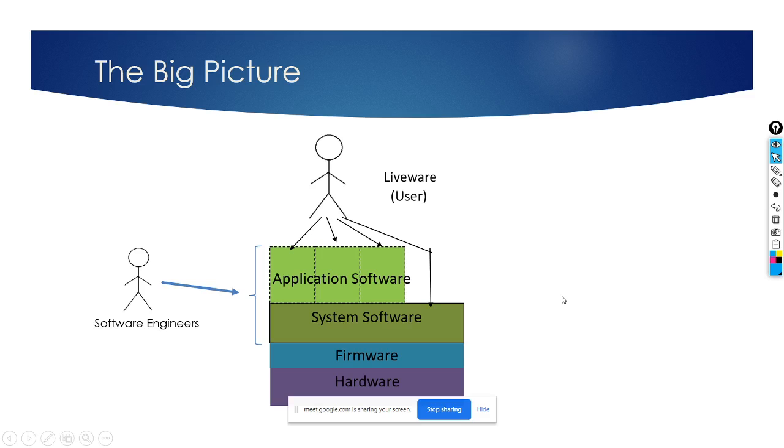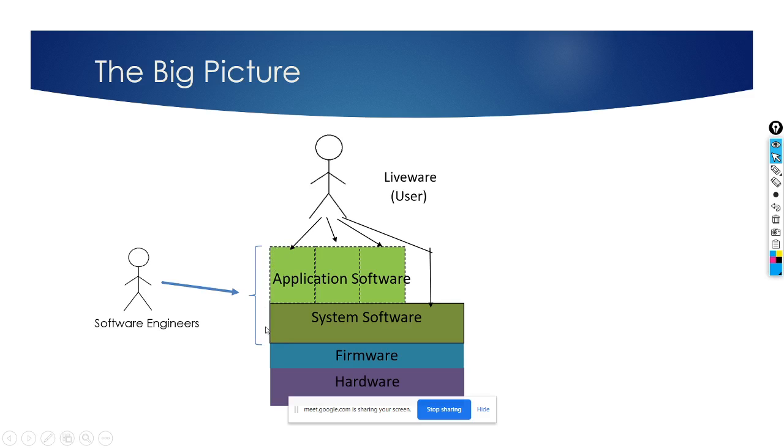Right, so this is the big picture. When it comes to software, it fits onto the computer system. So we have the hardware, firmware, system software, and the application software. Application and system software together we call the software, right? And of course we have the liveware or the users. So the software engineers are involved in developing either system software or application software, right? Of course, the hardware engineers will work on the hardware and firmware, but the software engineers' interest is developing system software and application software, right?